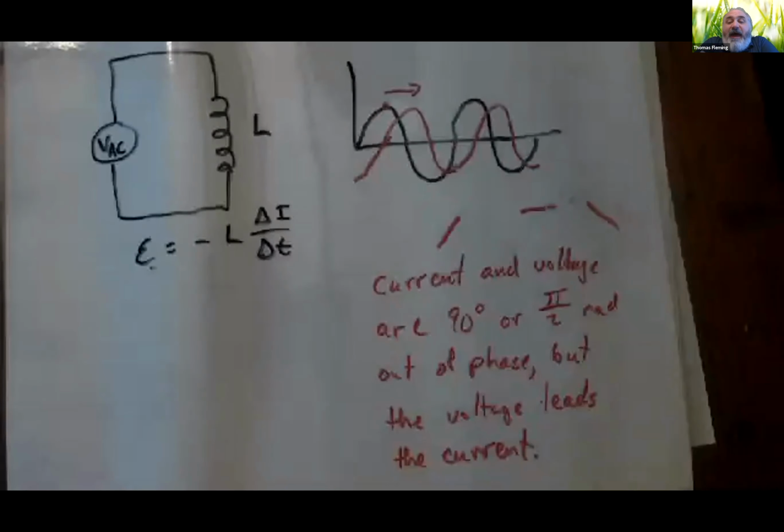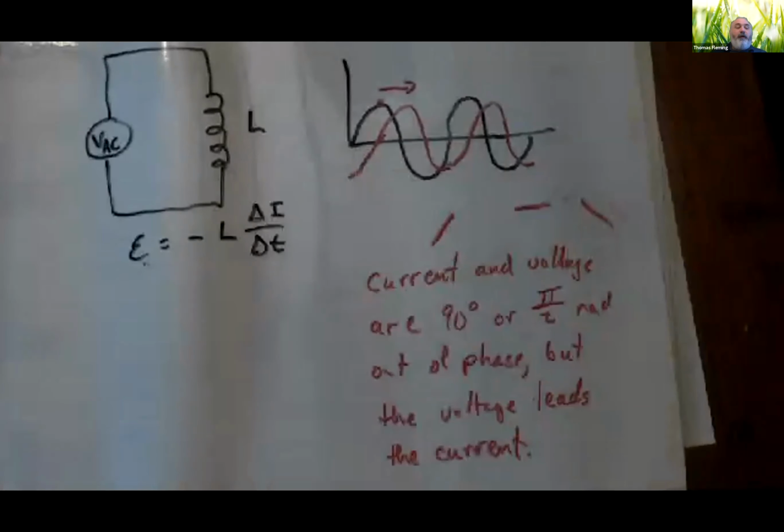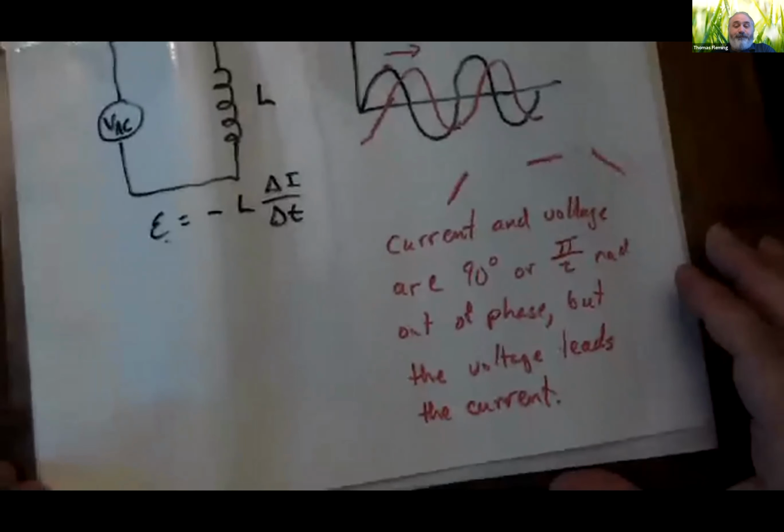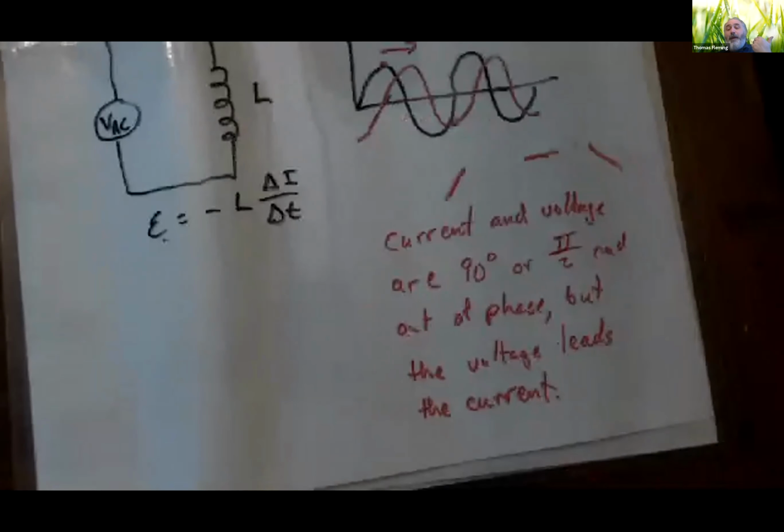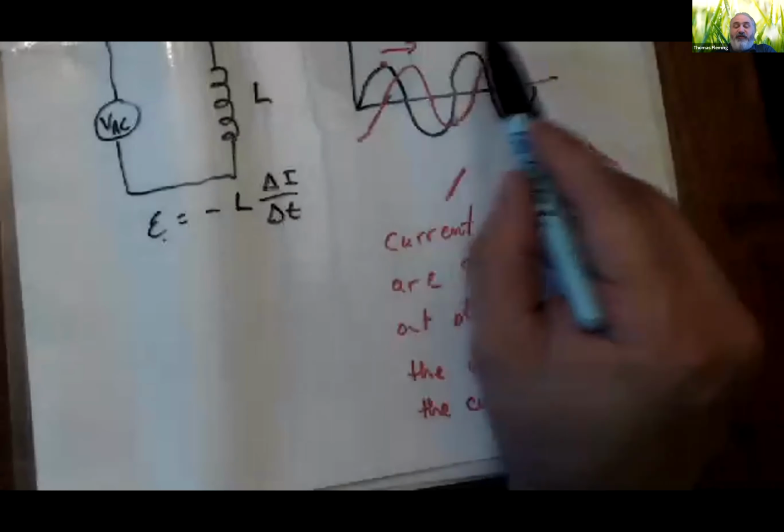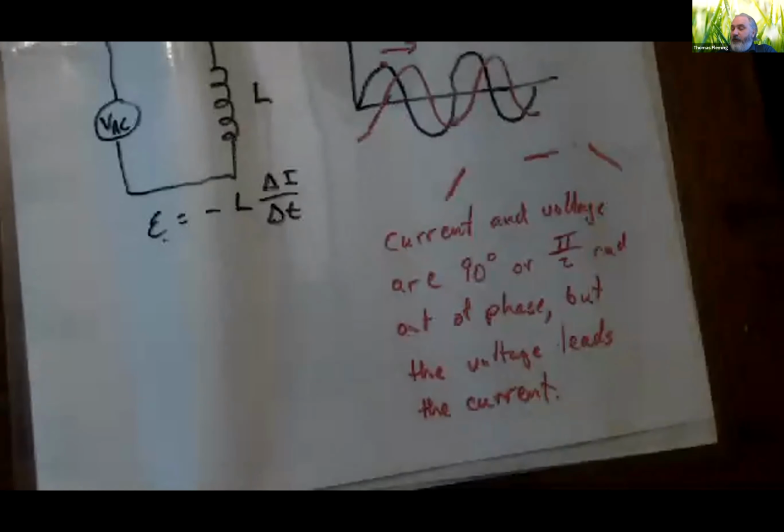And so dealing with that timing is going to end up being a critically important question. And you will frequently be asked to figure out by how much the current lags or leads. It won't always be 90 degrees in more complicated circuits. But if I have nothing but an inductor or nothing but a capacitor, they will always be 90 degrees out of phase. A quick way of remembering which direction the shifts occur is the mnemonic device Eli the Iceman.